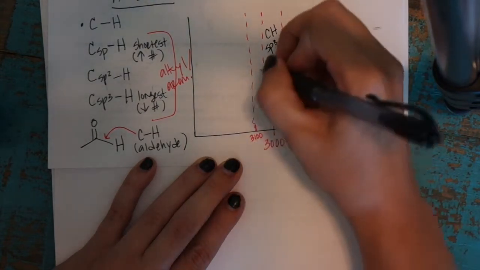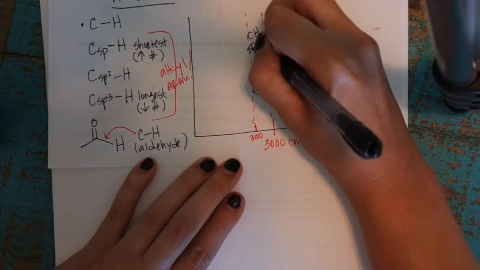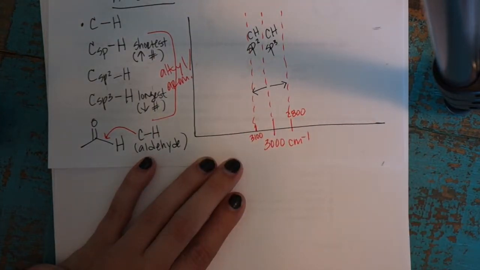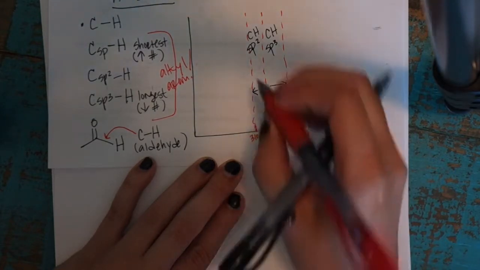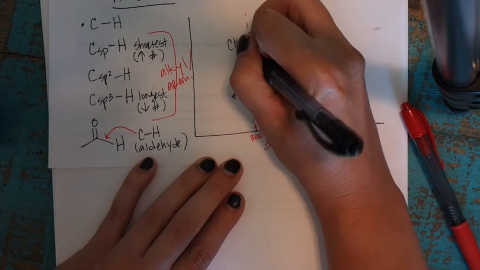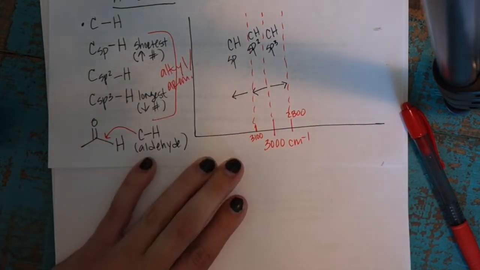If it's to the left of 3000, that's going to be your CHs attached to an sp2 carbon. So that's going to be vinyl or aromatic CHs. The sp CHs will show up even farther, and that's not going to be very common, because that would be like on the end of an alkyne. Those will be a little bit farther to the left there.